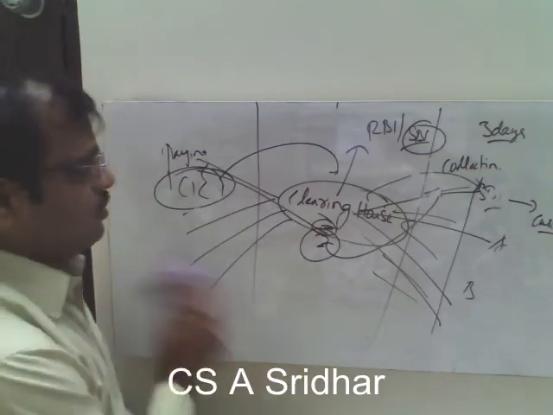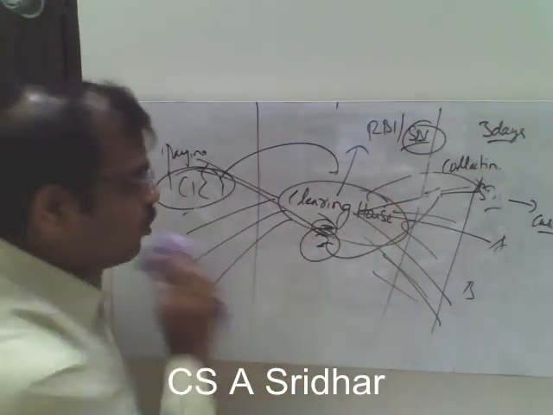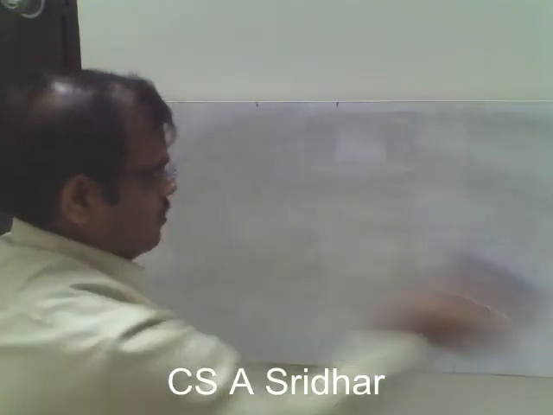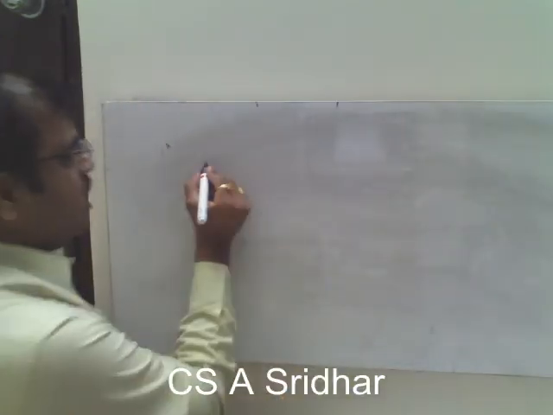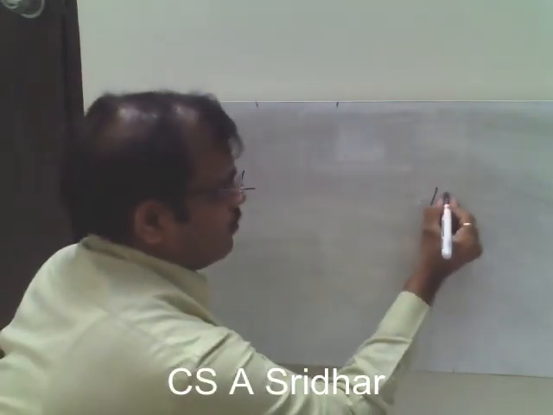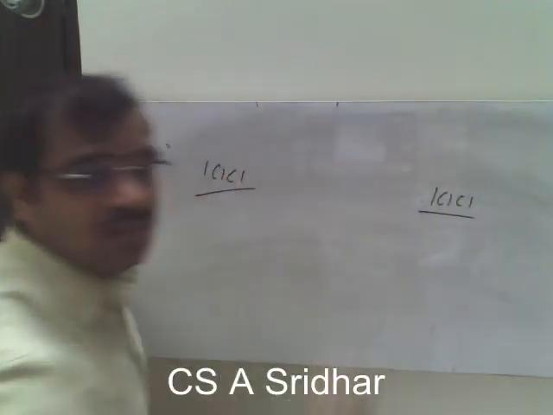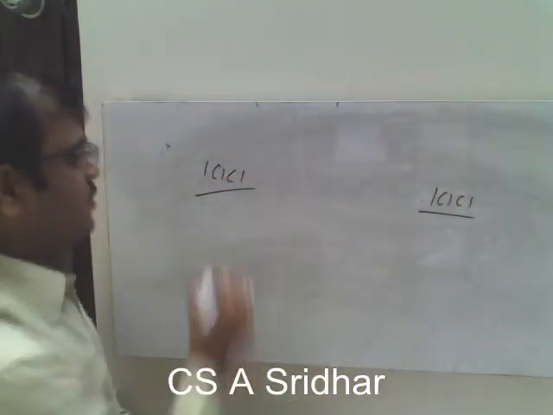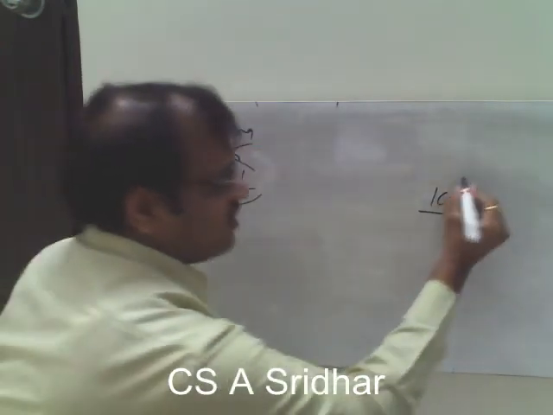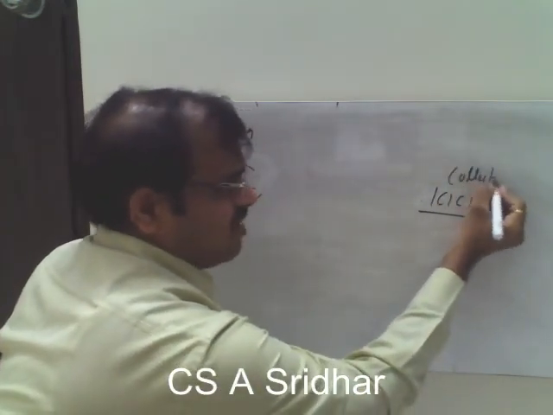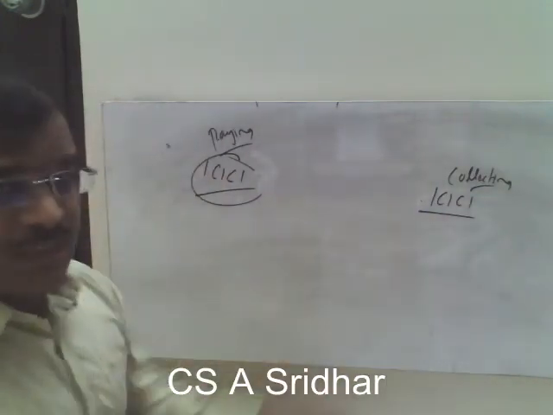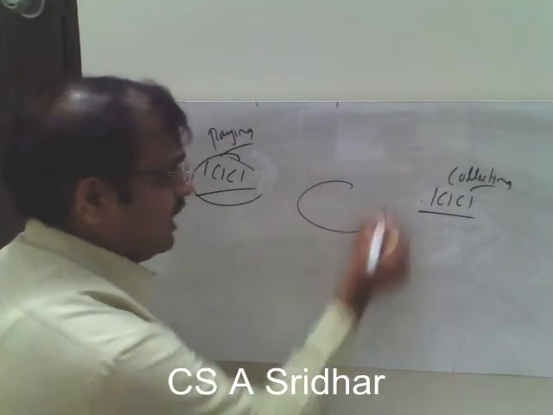Now they developed more. Suppose here you are having ICICI Bank. There is a possibility here also ICICI Bank is there. How is it possible? As a paying banker, ICICI Bank is there. As a collecting bank, ICICI Bank is also there. Someone must be there, an ICICI Bank customer who is receiving the payment. And in between, the clearing house is there.